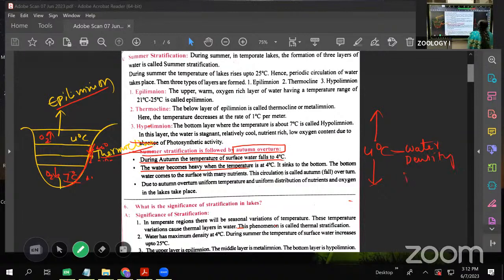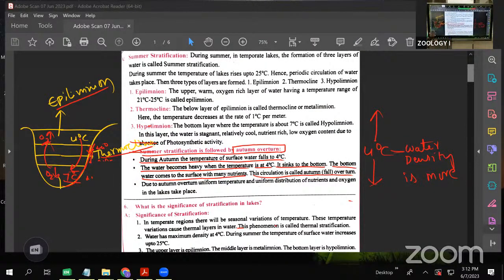Water density is more at 4 degrees centigrade, so what will happen? When the weight is more, this water automatically comes down and the other water comes up. Here, see this one. The water becomes heavy when the temperature is 4 degrees centigrade. It sinks to the bottom. Bottom water comes to the surface with many nutrients. Bottom water goes up, upper water comes down. This circulation is called the autumn overturn, also called the fall overturn.